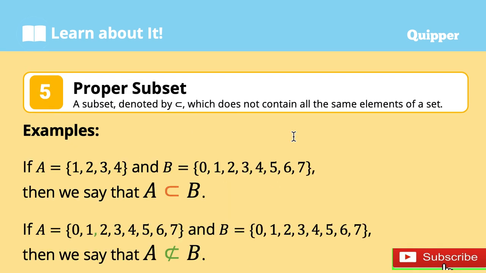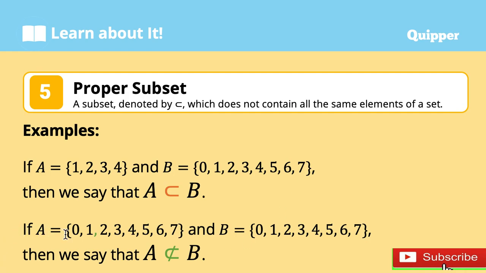Next, we have a proper subset. It is a subset denoted by this symbol. This is read as proper subset, which does not contain all the same elements of a set. For example, if set A is equal to {1, 2, 3, 4}, and set B is equal to {0, 1, 2, 3, 4, 5, 6, 7}, then we say that A is a proper subset of B. And we can also say that A is a subset of B.